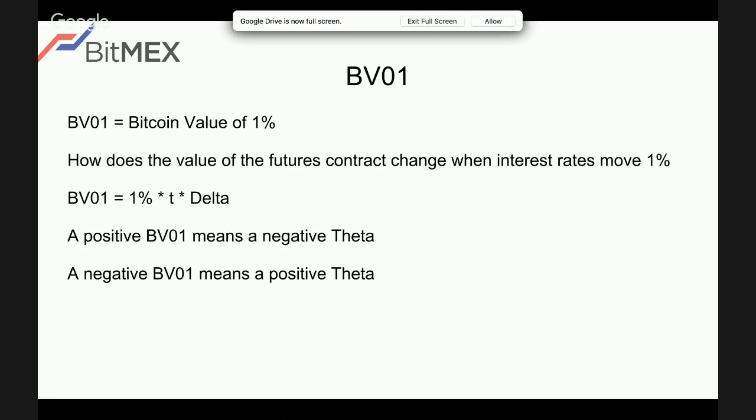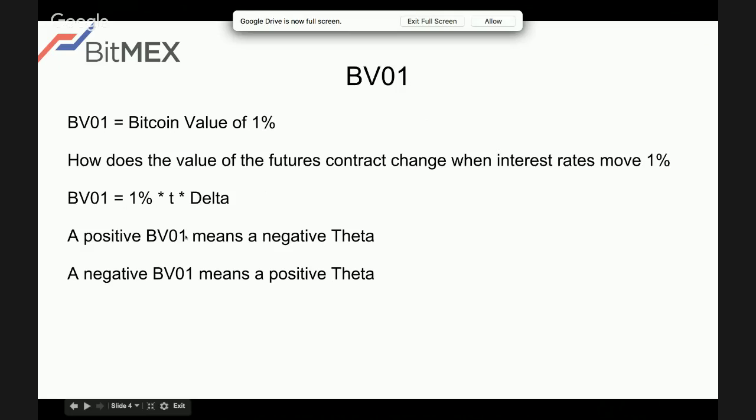So what do you want to know? You want to know, how does the value of your futures contract change when the interest rates move up or down by 1%? Basically, this is the time value component of your futures contract, the interest rate component. So BV01 is just taking 1% times your T, which is the days to expiry divided by 365, times your delta. Remember, delta is calculated at the spot price.